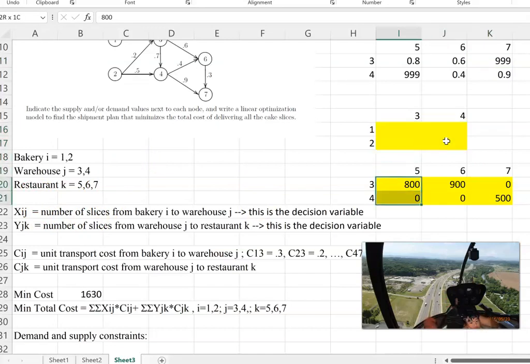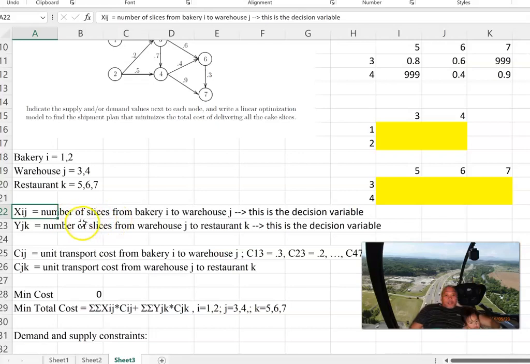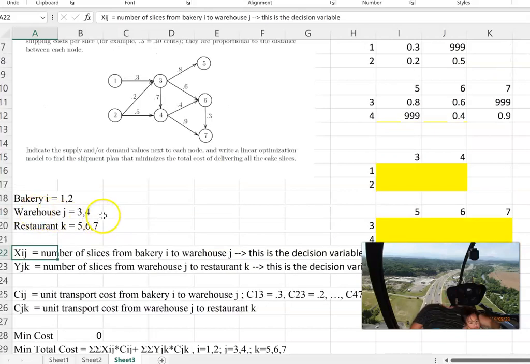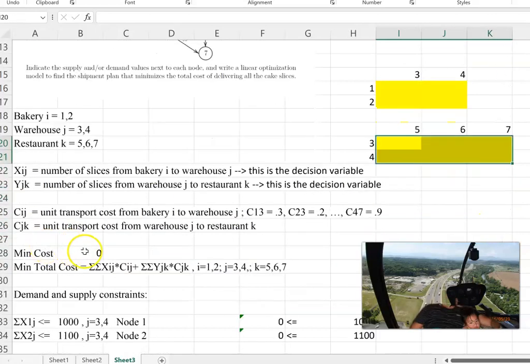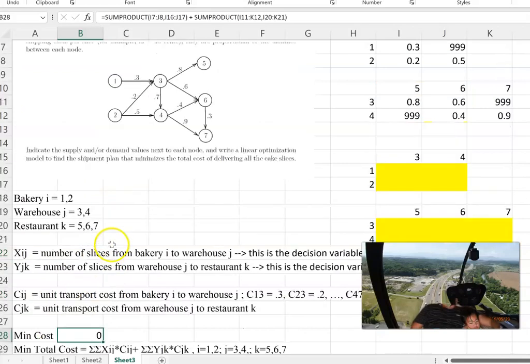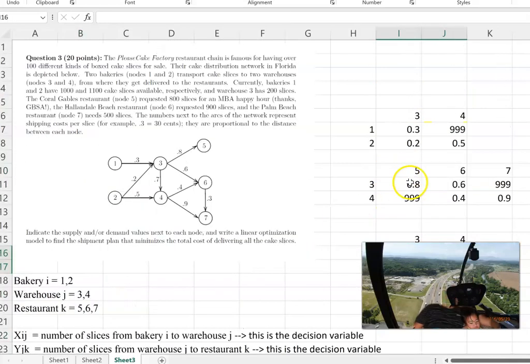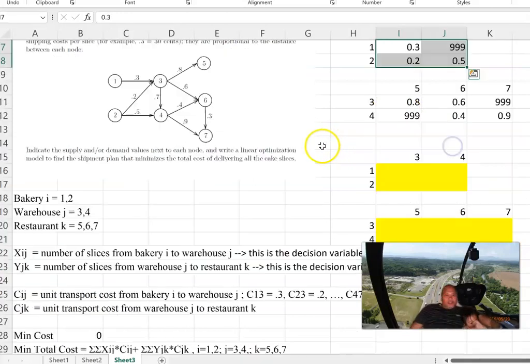Alright, so our decision variables are xij, the number of slices that goes from i to j, and yjk, the number of slices that goes from j to k. Right, so these are all integers, and we want to minimize the cost. Obviously the cost will be the number of slices times the cost of delivery per unit. These are per unit delivery costs.